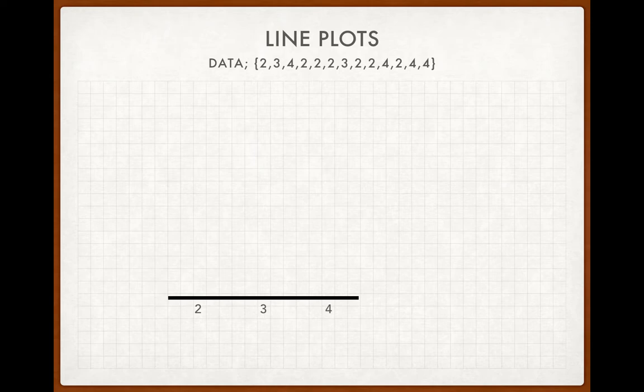And then what I want to do is for every 2 that I have, I'm going to put an X above the number 2. For every 3 I have, I'll put an X above the number 3. And for every 4 I have, I'll put an X above the number 4. So when I do that, I have 8 X's above the number 2. I have 2 above the number 3. And I have 4 above the number 4. The idea here is the X's should be evenly spaced and they should form a vertical line.